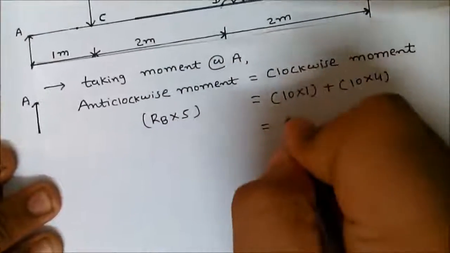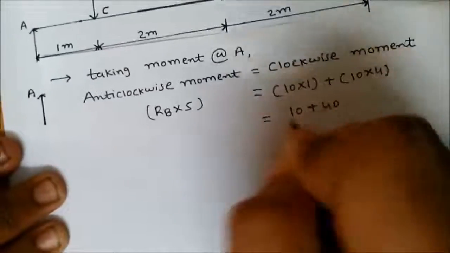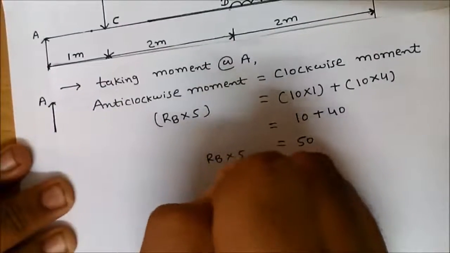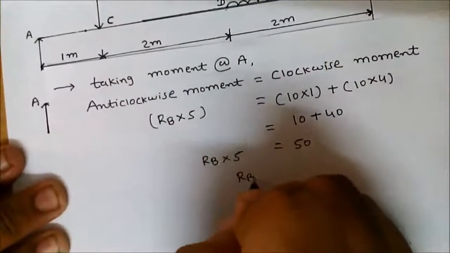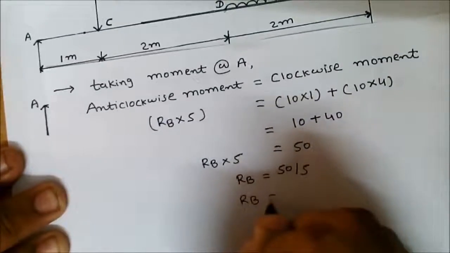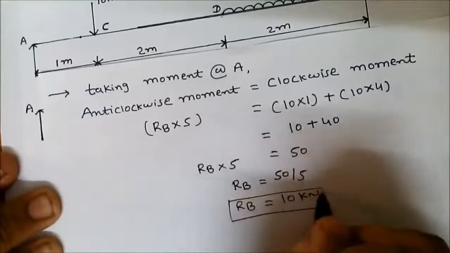Make the calculation. So 10 multiply 1, 10 plus 40, so 50. So RB into 5 is equal to 50. So RB is equal to 50 by 5. So RB is equal to 10 kilonewton. So this is our first reaction.